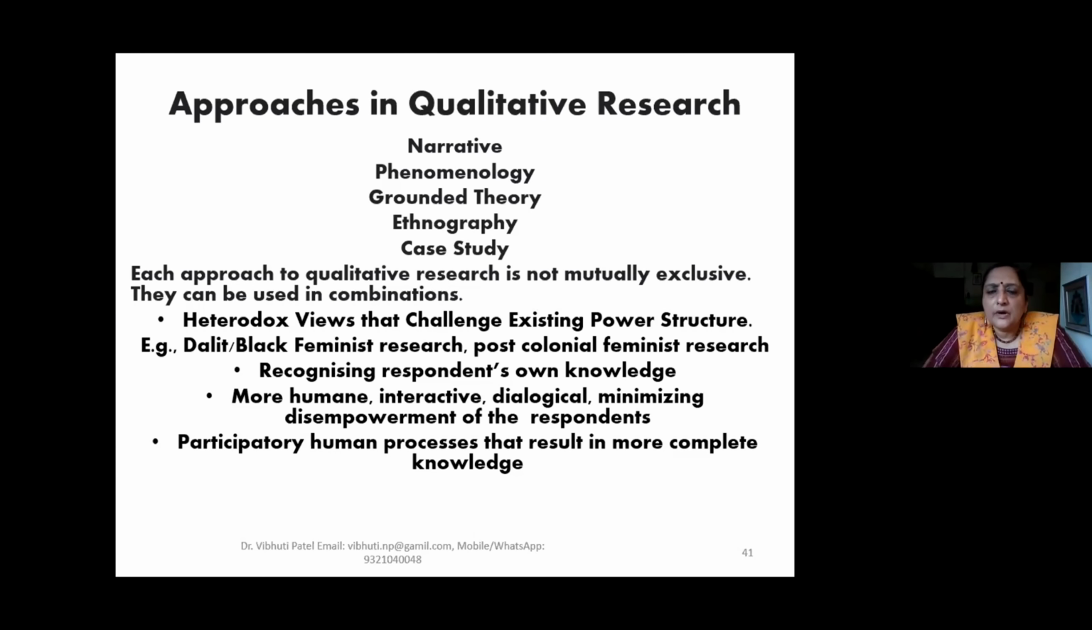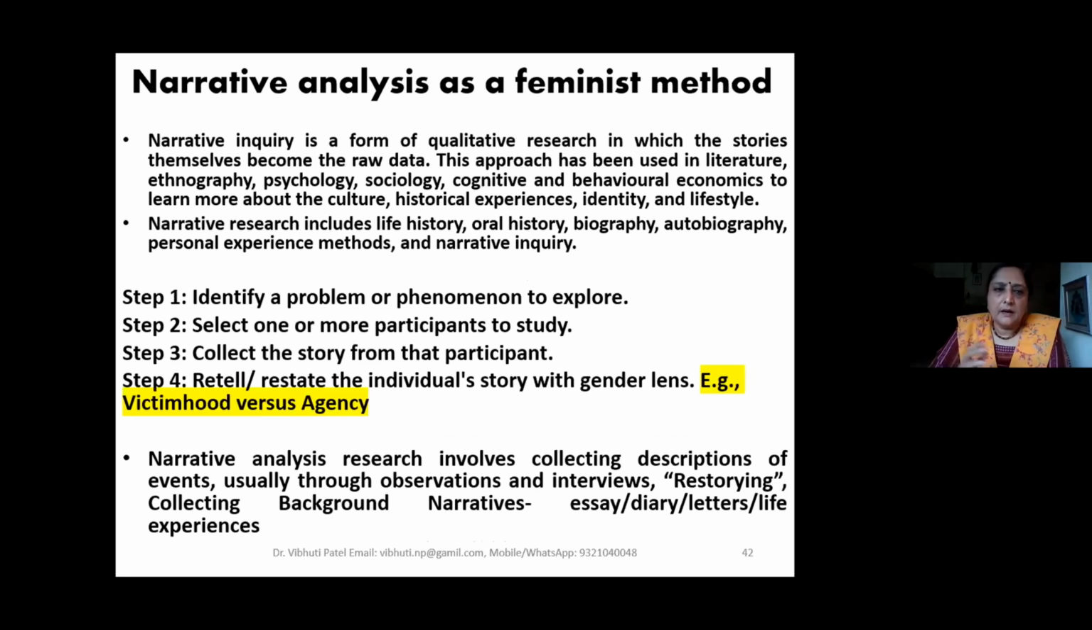How do we see knowledge? How do we see reality from the post-colonial perspective, not what the white man had given us? More humane, interactive, dialogical, minimizing disempowerment of the respondent. So participatory, human processes that result in more complete knowledge. That is very important in qualitative research.